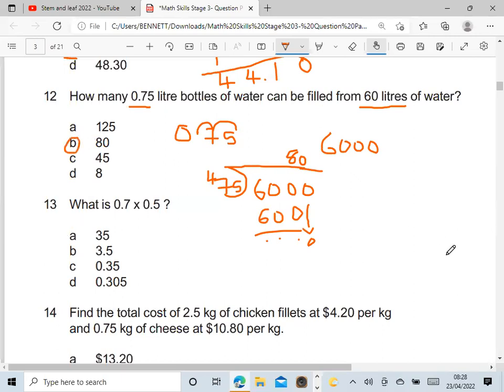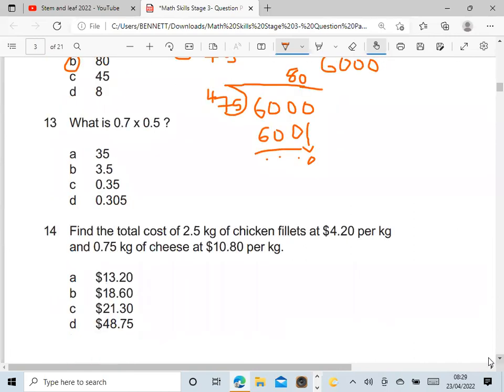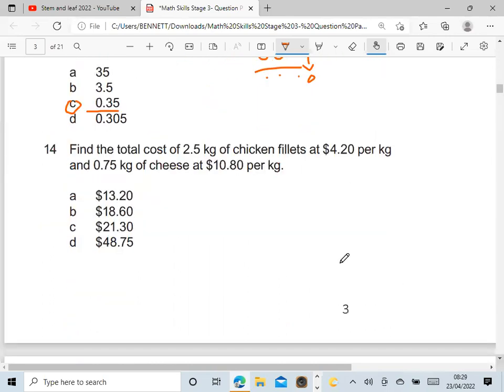All right, what about 13? What is 0.7 times 0.5? Sir, 0.35. Very good. It's 2 decimal places, so our answer should have 2 decimal places, right? And that means 2 numbers must come after the decimal point. Well done.